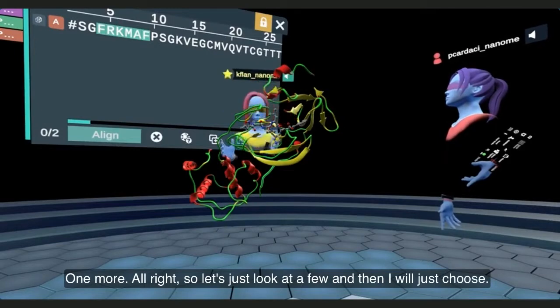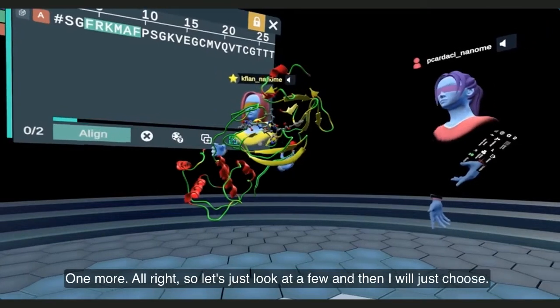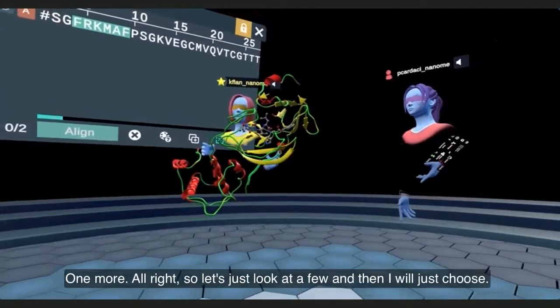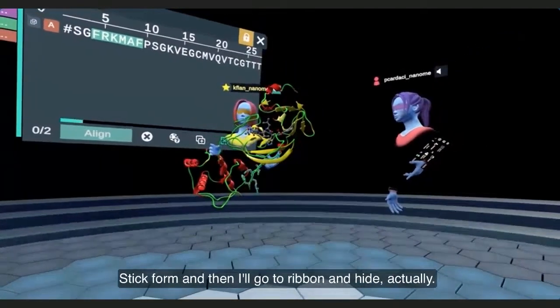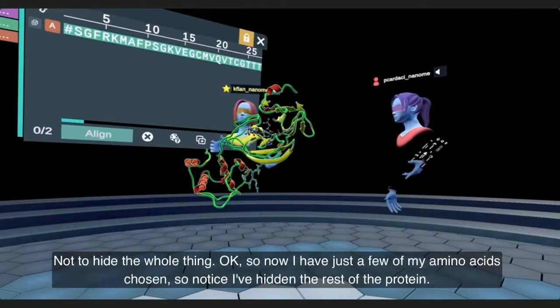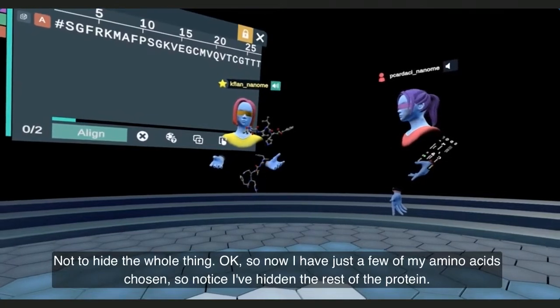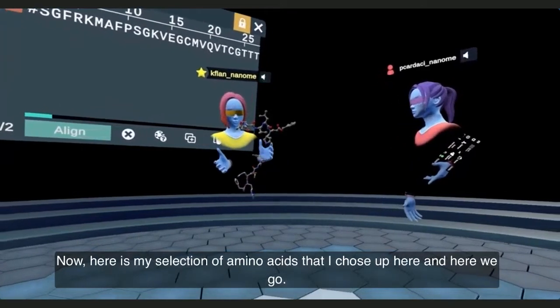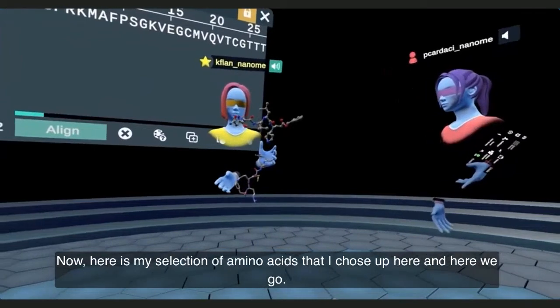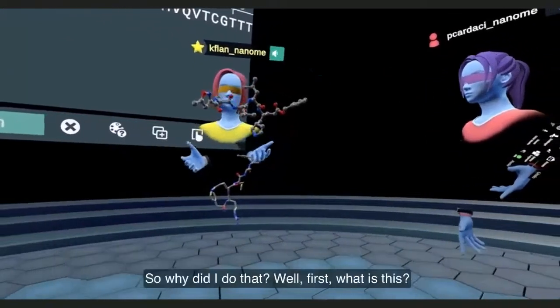All right, so let's just look at a few. And then I will just choose stick from, and then I'll go to ribbon. Actually, to hide the... Okay, so now I have just a few of my amino acids chosen. So notice I've hidden the rest of the protein. Now, here is my selection of amino acids that I chose up here. And here we go. So why did I do that?